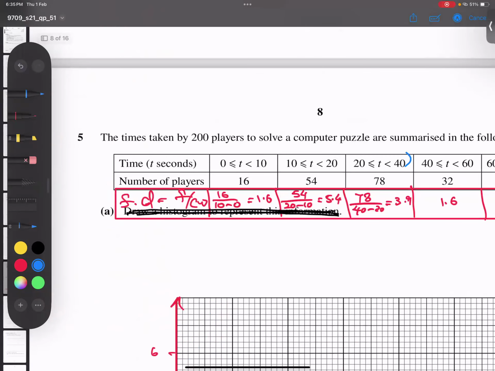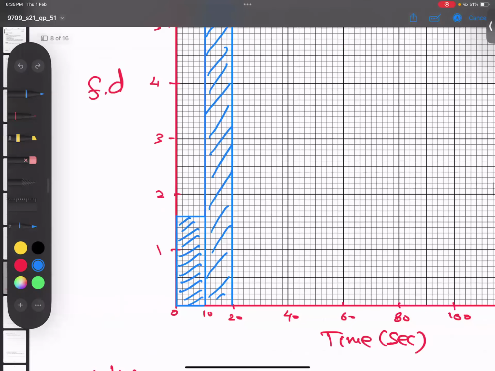The next part is 20 to 40. Height is 3.9. Make sure it is 20 to 40, 3.9. 3.9 is here.